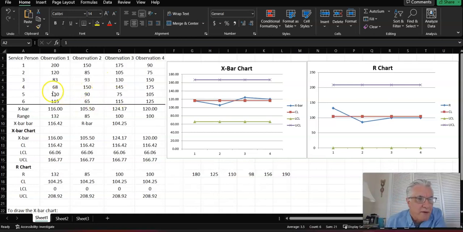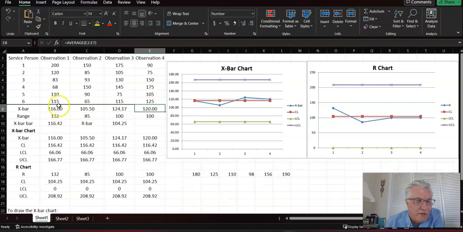So getting back to the sample size of 6 with 24 data points, the first thing we do is calculate X bar, which is the average of each observation across the 6 samples. So the average of these data points is 116. This is in seconds, by the way, even though there's no units of measure shown on here. The average of this observation, the average of this observation, and the average of this observation.